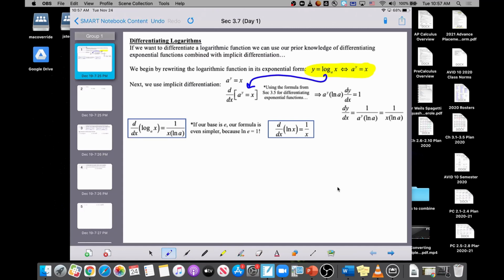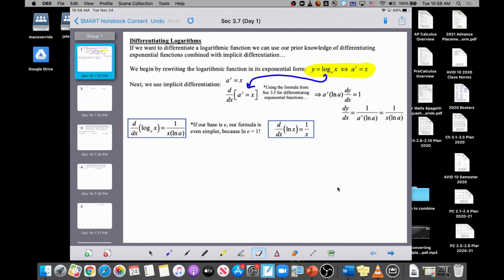So a to the y, the derivative of that is going to be a to the y times ln a. That was from section 3.5, right? The derivative of an exponential function is the function itself times natural log of the base, right? So derivative of a to the y is a to the y ln a. And then the derivative of x is 1. So we end up with dy dx is equal to 1 divided by a to the y times ln a. Okay, and then in this case, a to the y, remember, was x, so 1 over x times ln a.